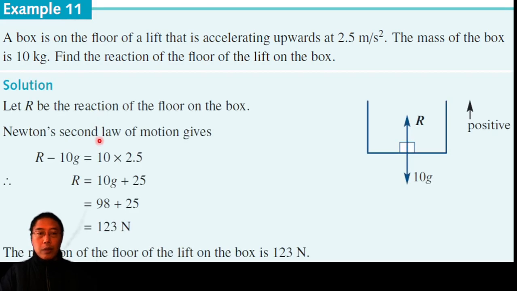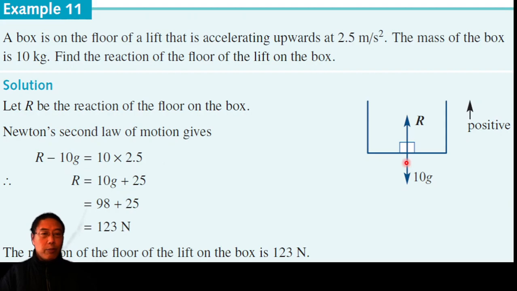Alright, so you have a lift, it's accelerating upwards. So have a drawing, you have your lift, upwards is positive, so your acceleration is going to be upwards. The mass of the box is 10 kilograms. Find the reaction of the floor of the lift on the box. So the object you're looking at is the box. On the box you have a reaction coming from the lift, which is upwards. So that's your R, which is upwards.